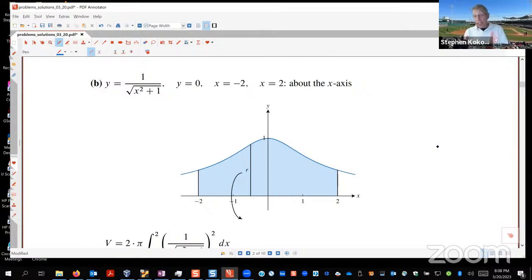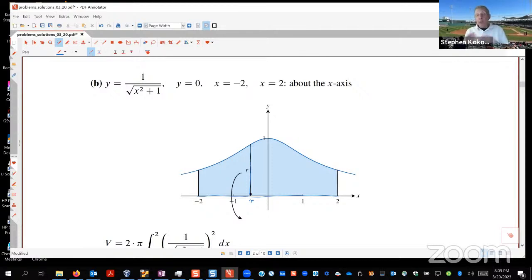So my region I've got here shaded in blue. And once again, the x-axis forms a bounding curve for this region. And so I know that I'm going to be using the disk method. I pick an arbitrary point x over the region of interest, -2 to 2, and I draw in the radius of that disk. And I think a little bit about, well, what's the length of that radius? Well, it's just the height of the curve, 1 divided by the square root of x squared plus 1. The radius here is perpendicular to the x-axis.